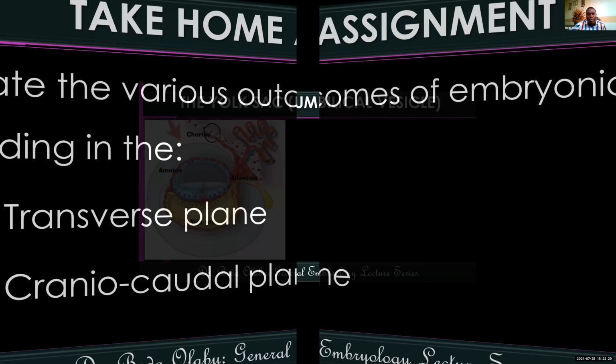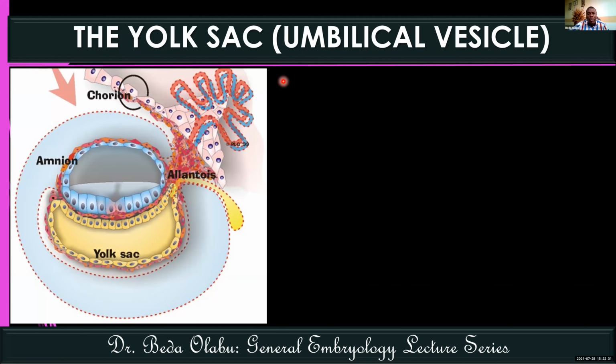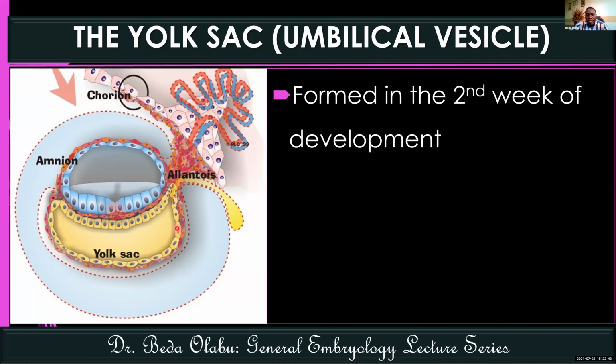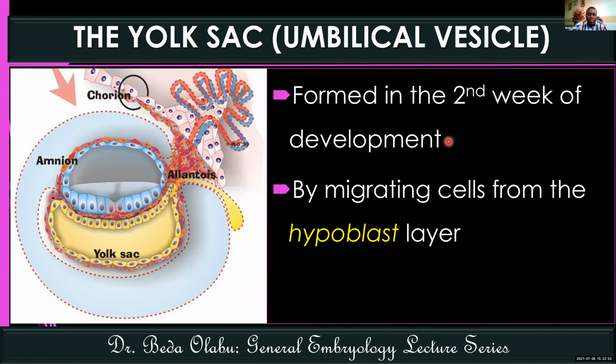Okay, now let's talk about the second fetal membrane. We call the second fetal membrane the yolk sac. Some authorities will prefer calling it the umbilical vesicle. Just like the amniotic membrane, the yolk sac is also formed during the second week of embryonic development.